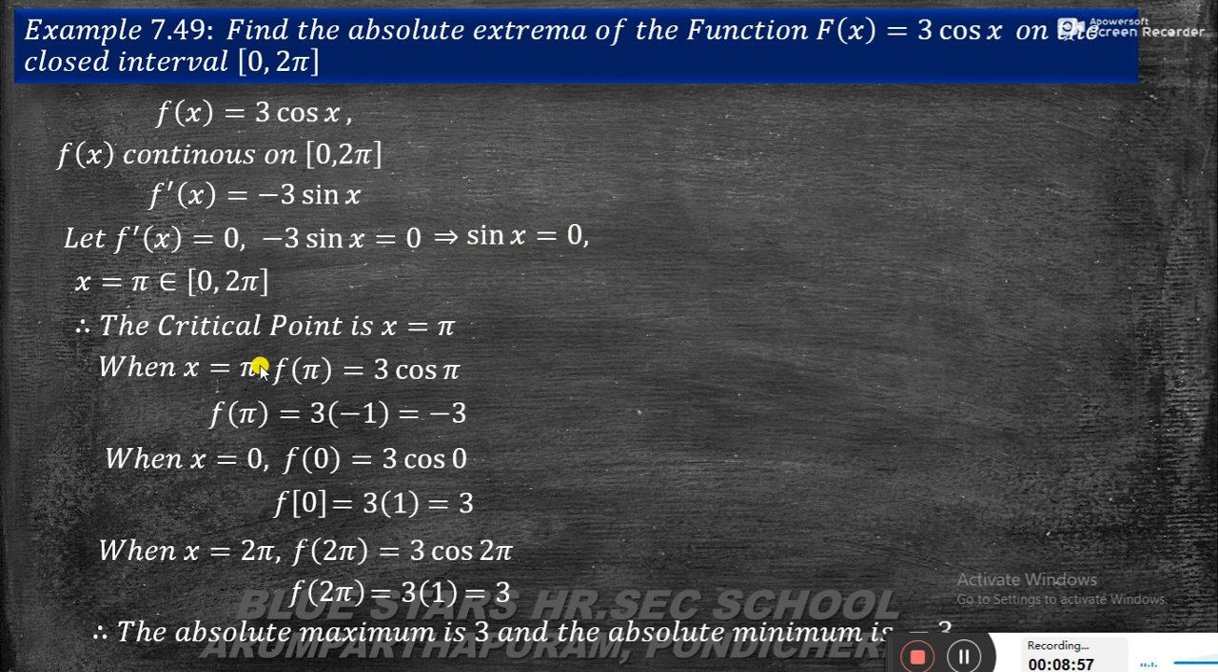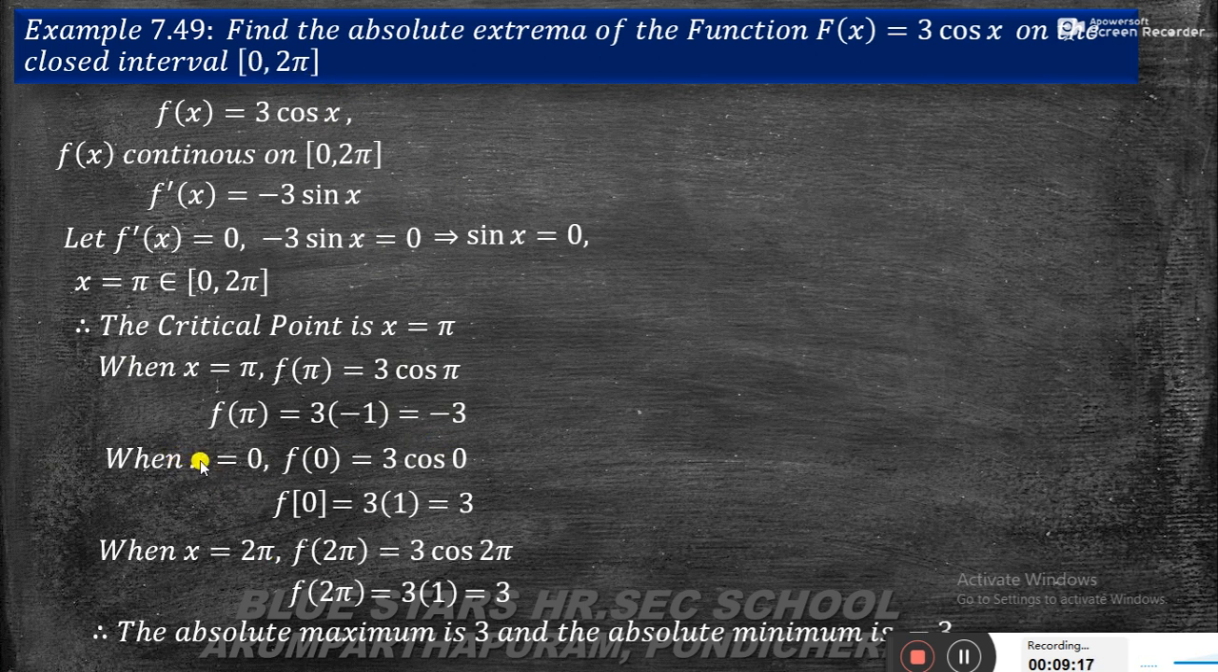When x equal to pi, the function is f of pi equal to, I just substitute, 3 into cos pi. So cos pi is minus 1. 3 into minus 1 is minus 3. Next I substitute the end points. End points are 0 and 2 pi. So x equal to 0, x equal to 2 pi.